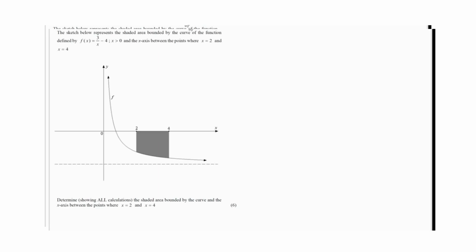Welcome to Technical Mathematics, where we are tackling the area under the curve questions. The one in front of us says that the sketch below represents the shaded area bounded by the curve of the function defined by f of x. The function is given by f of x equals 3 divided by x minus 4, where x must be greater than 0 and x is between the points x equals 2 and x equals 4, so these 2 points represent the boundaries. This is the area that is shaded.